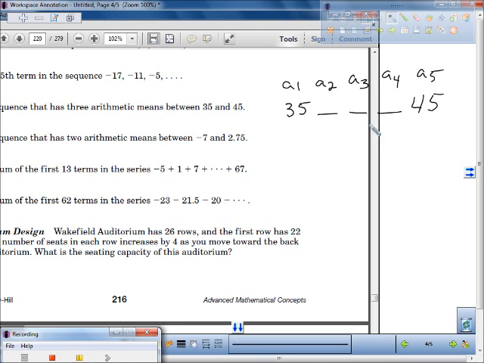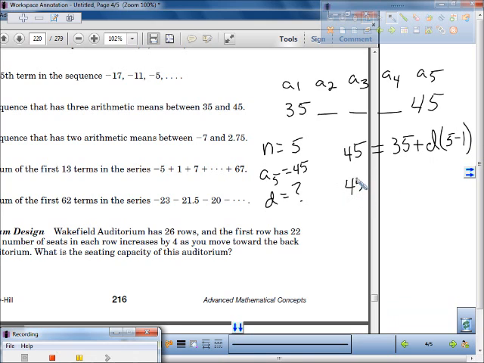Alright, so now we know n is equal to 5. A sub 5 is equal to 45, so that could be our a sub n in the start of our formula. And then all we need is, we're going to solve for the common difference. We don't know what d is, but we have enough information to solve for it. So what we'll do here is say 45 is equal to a1, which is 35, plus d, which we don't know, times n, which we know to be 5, minus 1.